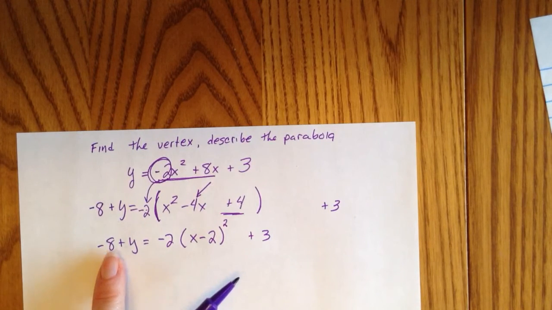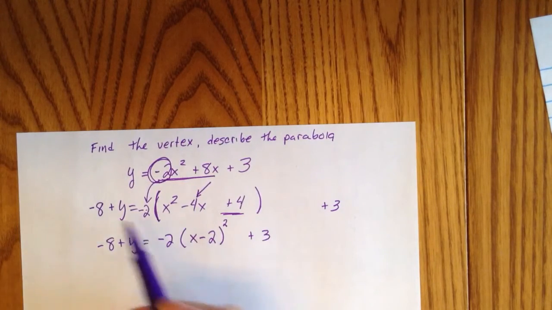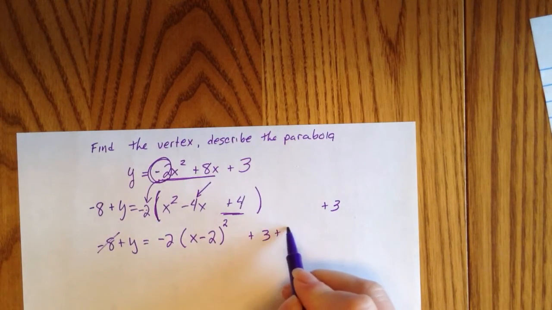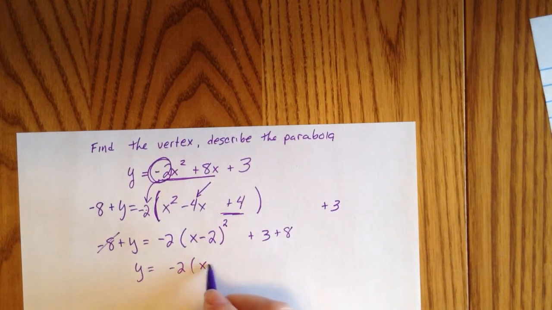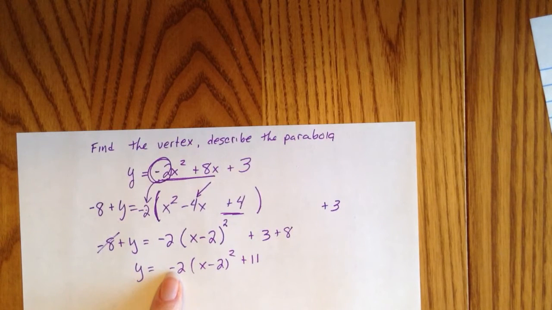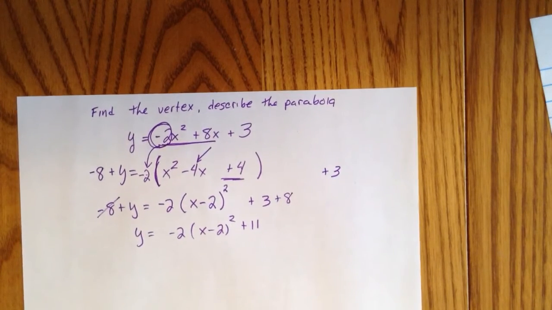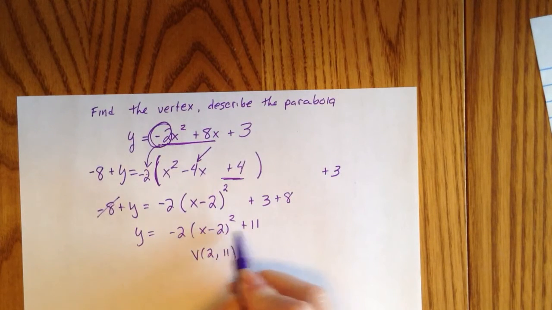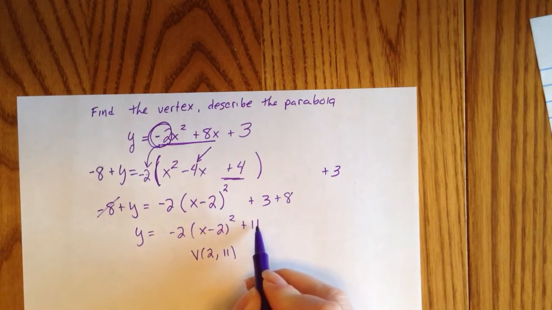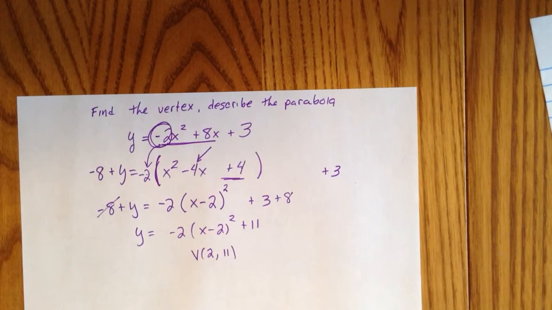All right, last step. Red Rover, let's bring the 8 over. It's a negative 8 on this side. It's a positive 8 over here. Hey, look, vertex form. So if I wanted to describe this, it opens downward because of the negative. It is a skinny parabola because of the vertical stretch, and it has a vertex at (2, 11). Opposite sign, same sign. Hey, that's pretty cool. I know.